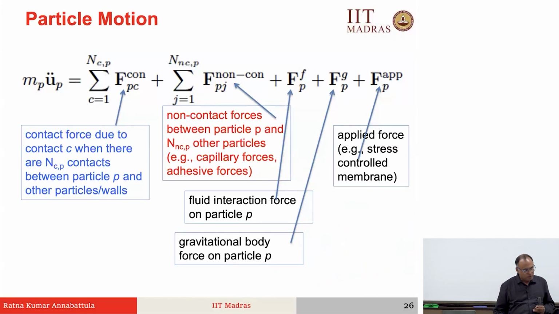You are right, double dot is acceleration. Yes. Sorry, I did not mention that. U is displacement, u dot is velocity, u double dot is acceleration.